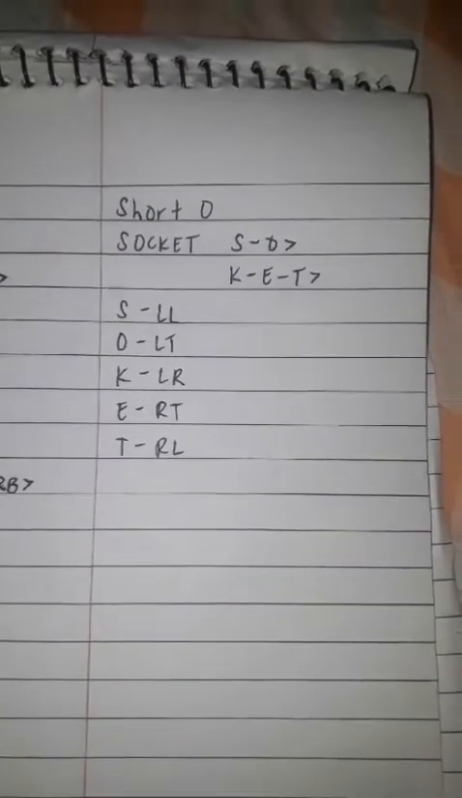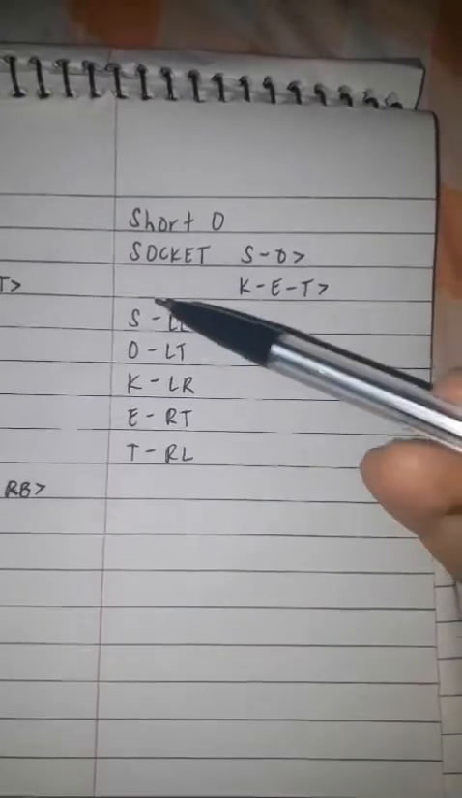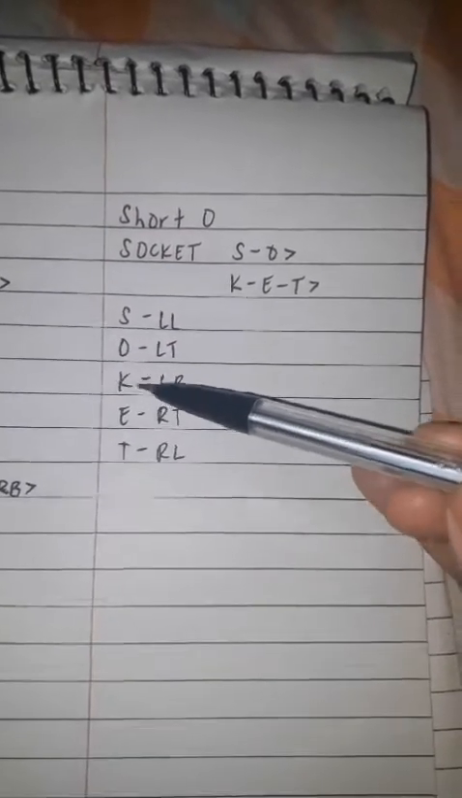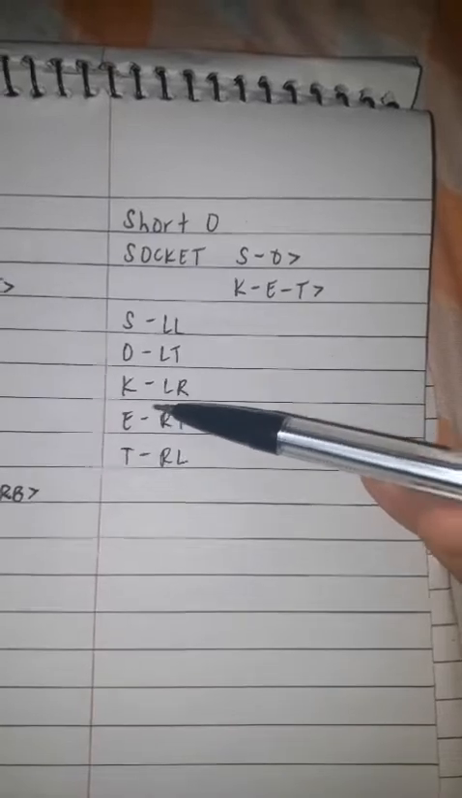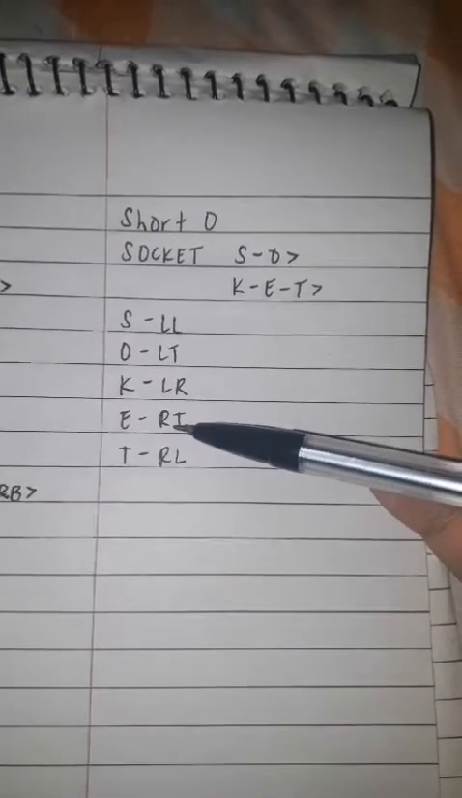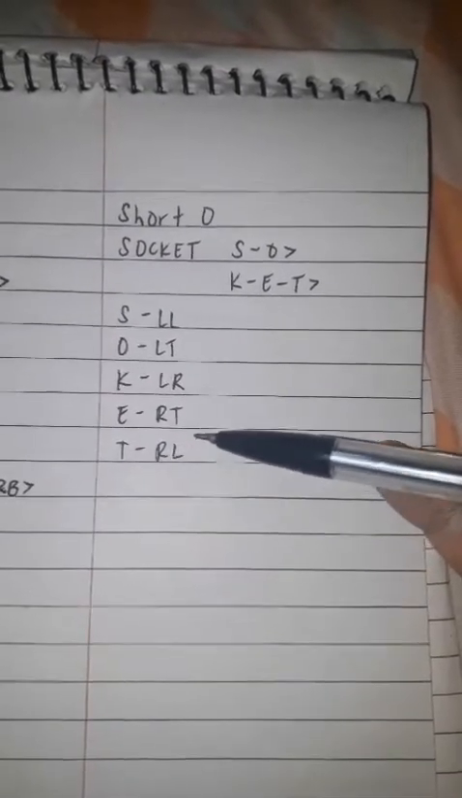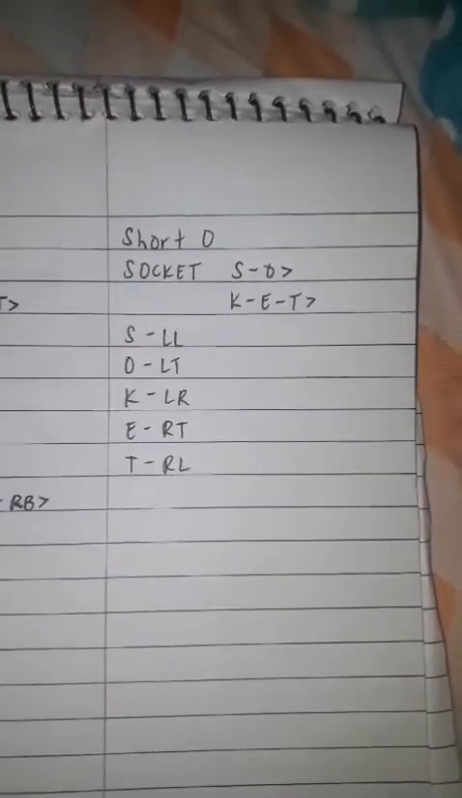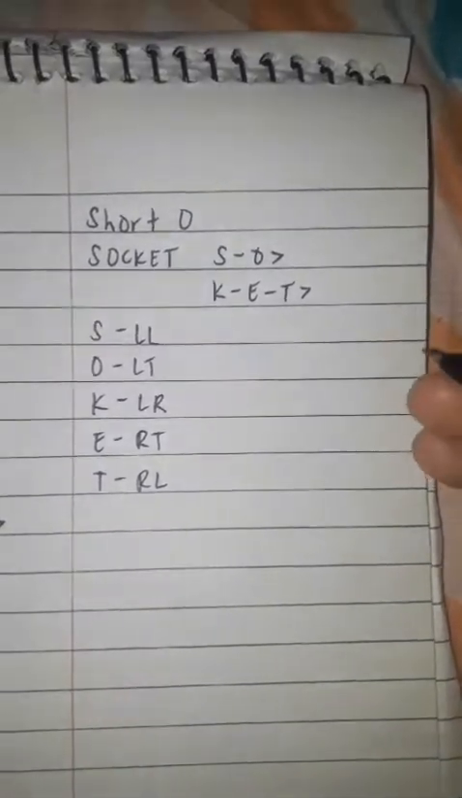The assigned fingers for this are: S for left little, O for left thumb, K for left ring, E for right thumb, and T for right little. Let's give another example for short vowel O.